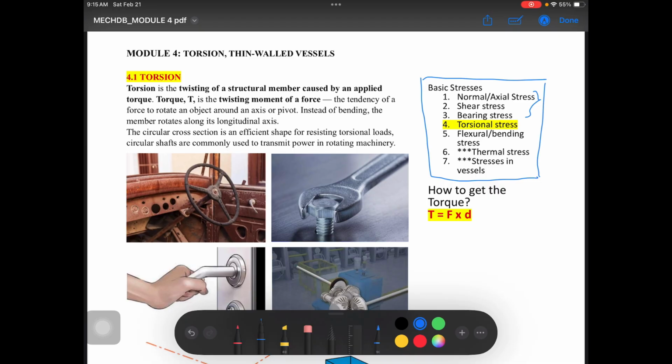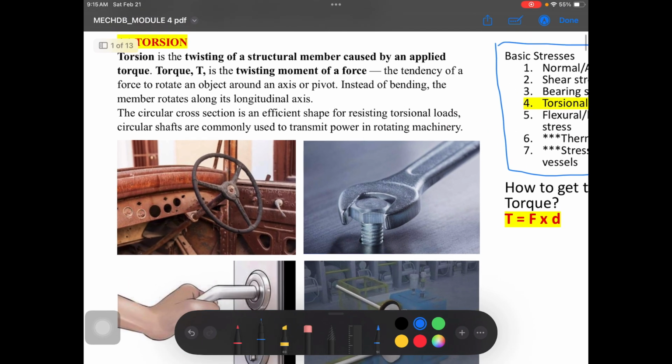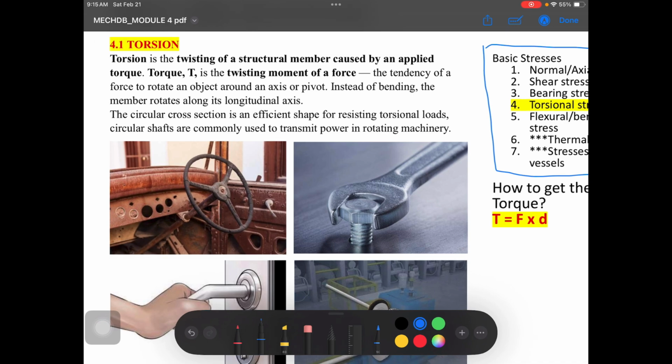We also discussed thermal stress. And then for number 4, torsional stress. Torsion is the twisting of a structural member caused by applied torque. So, applied torque causes torsion.